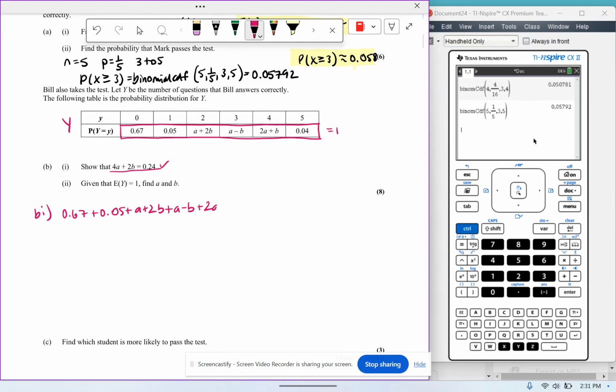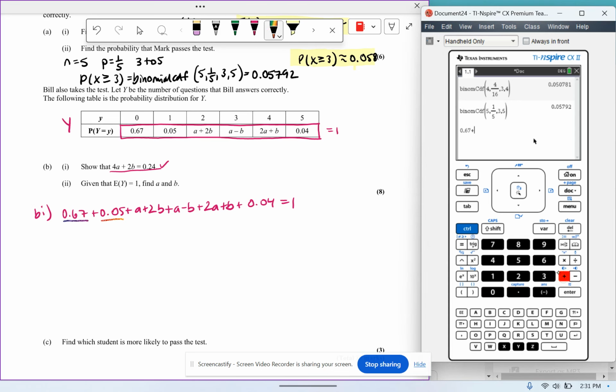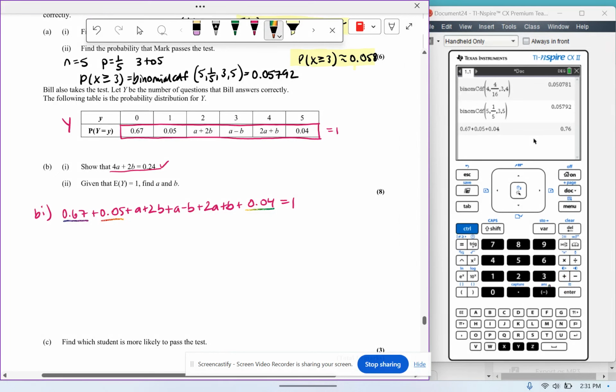This is quite a bit to write. All right, let's start sorting some stuff. So all the decimals are going to be here. All right, 0.67. What? 0.76. Whew. Okay.